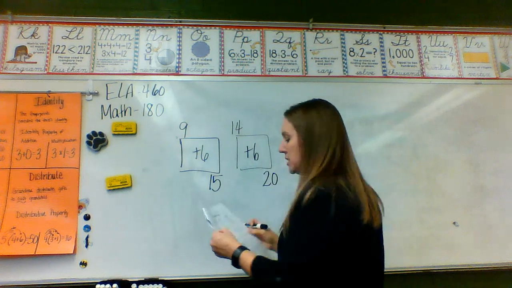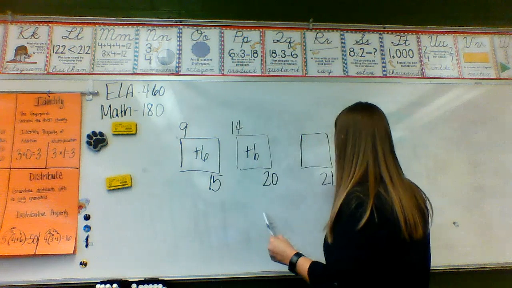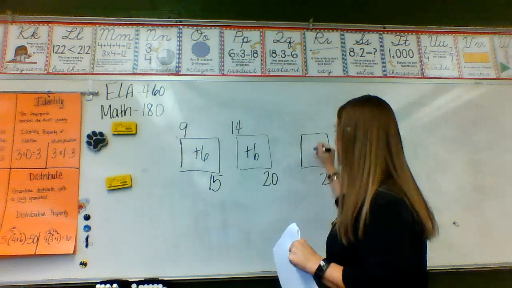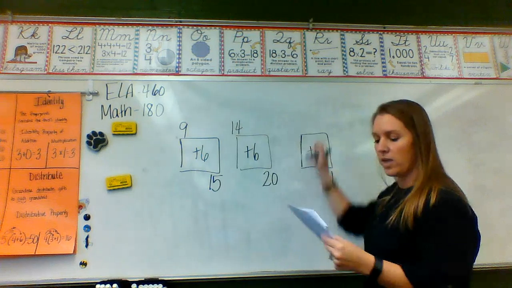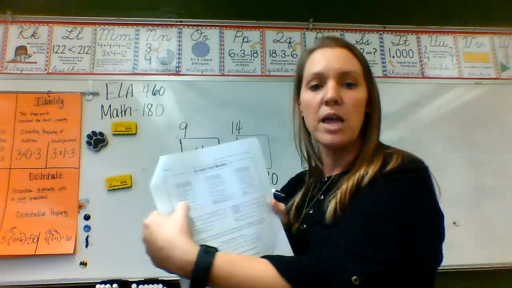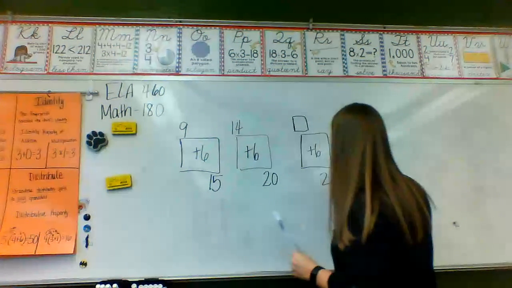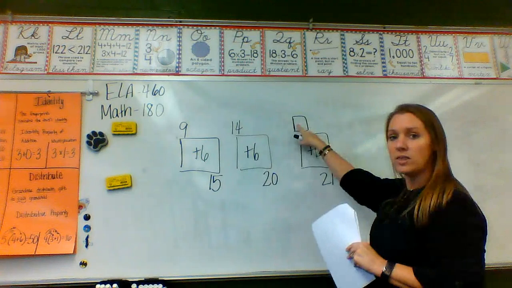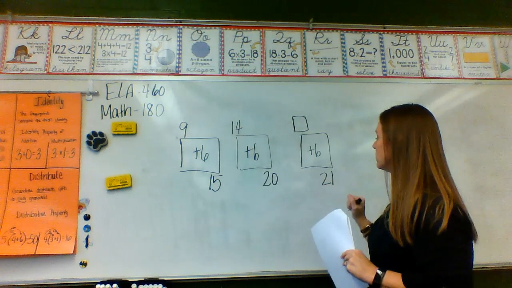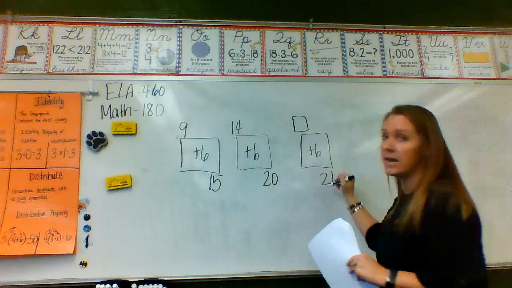And then we have this last box that says 21, but we don't know what we started with. And that's what it's asking here: what do we start with? Well, it's the same thing. 21 plus 6 going this way. So 21, no, that's not correct. Not 21 plus 6. We already added 6.